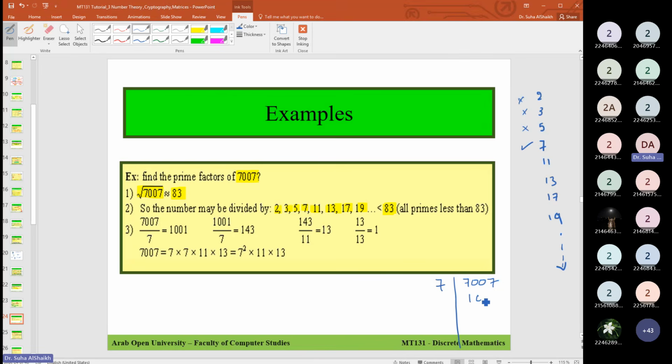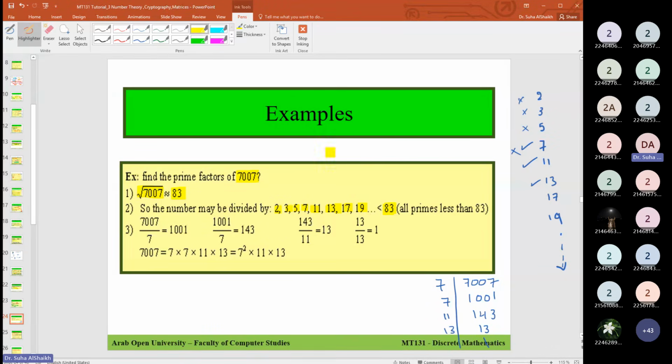And the answer is 1001. 7 again is dividing, and the answer is 143. Now the 7 is not dividing anymore. So then we will try the 11. It is dividing, and the answer is 13. Then the 13 is dividing the 13, and the result is 1.